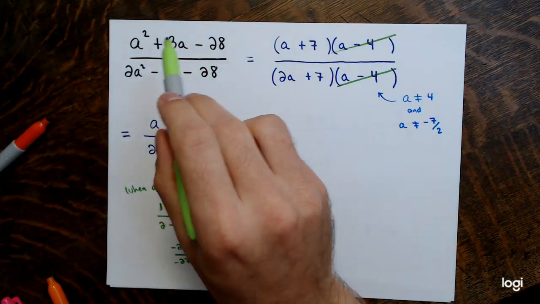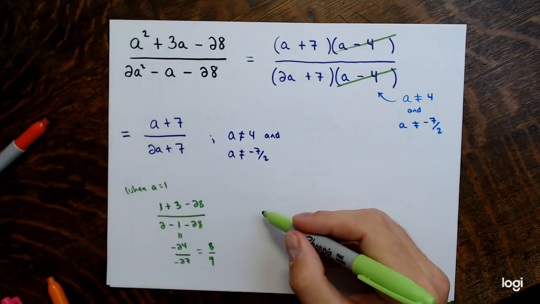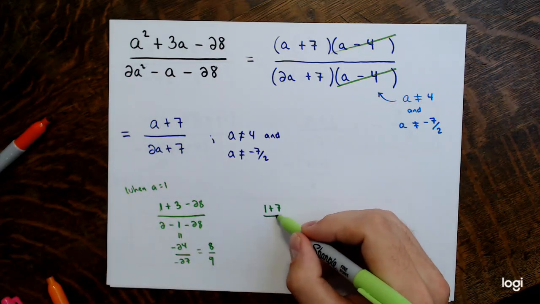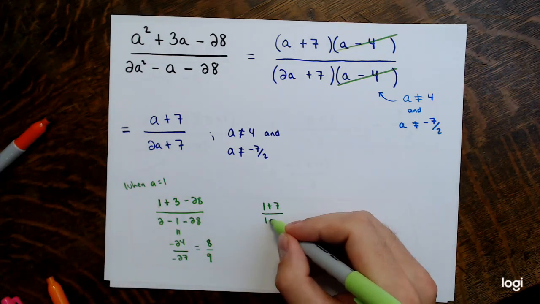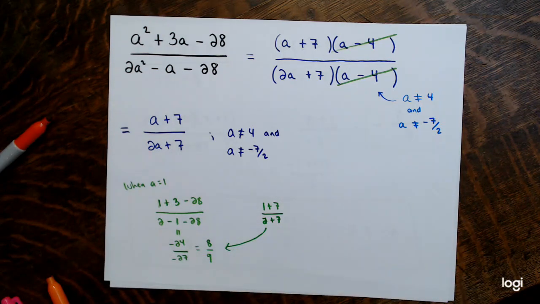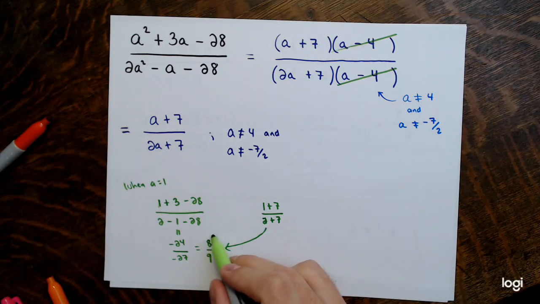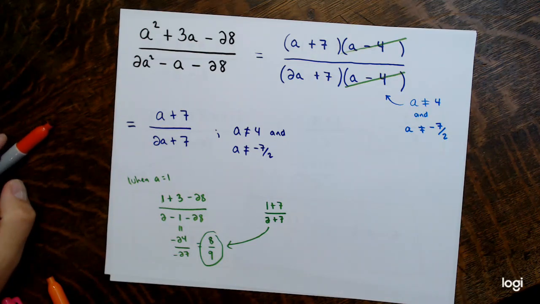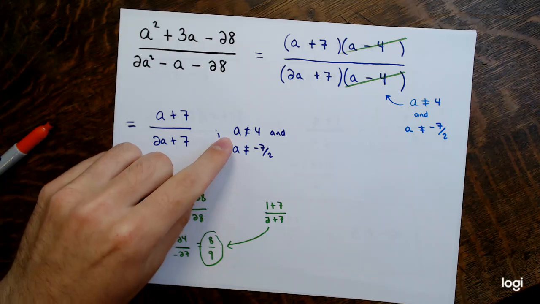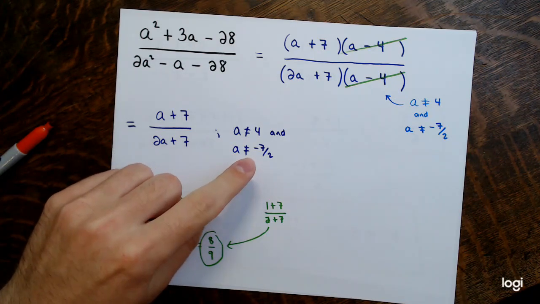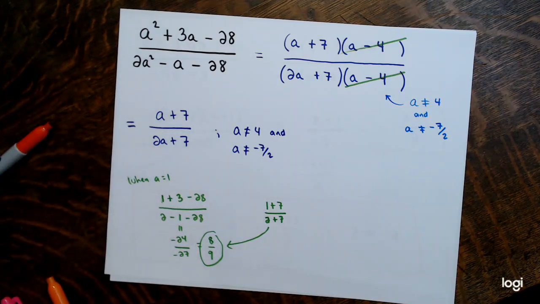That's this expression here. Now let's try this one. If a is 1, you have 1 plus 7 in the numerator. 1 plus 7 divided by 2 times 1 plus 7, which would be 2 plus 7 in the denominator. And look at that, 8/9 again. 8 in the numerator, 9 in the denominator. You get the same value each time. And again, that should happen as long as a is not 4 and at the same time not negative 3.5. Try it out with some other number if you want.